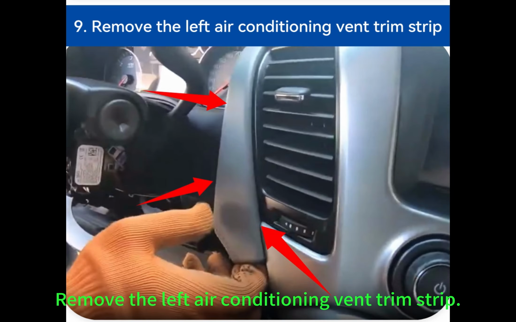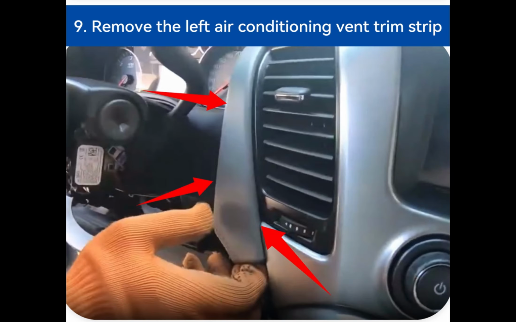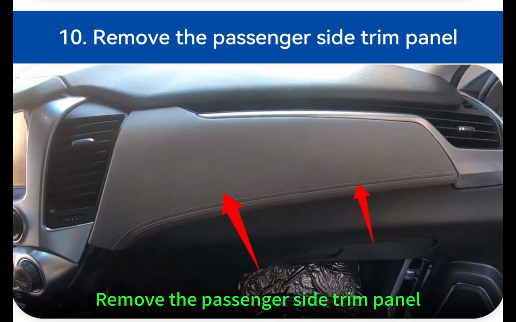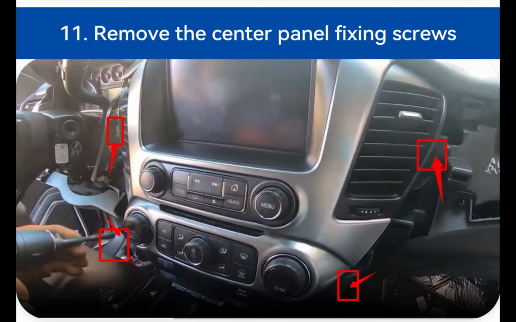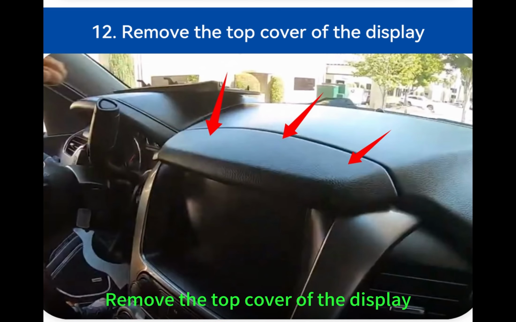Remove the left air conditioning vent trim strip. Remove the passenger side trim panel. Remove the center panel fixing screws. Remove the top cover of the display.